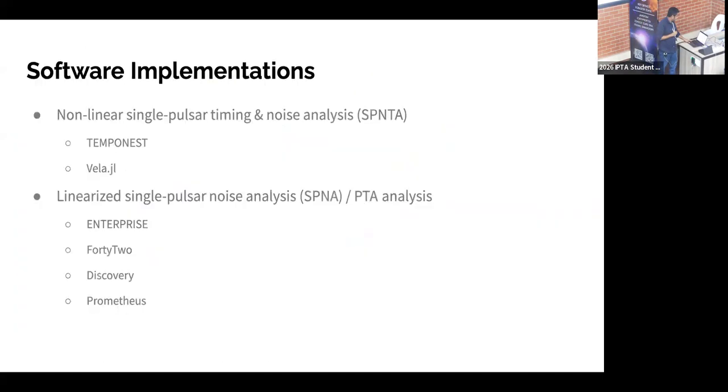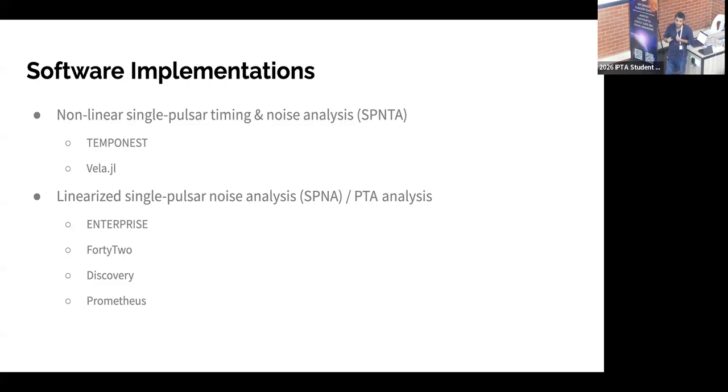Okay, I will skip this. All of that you can actually do in practice using these software packages. There are two ways of doing this. One is to do the full nonlinear timing model and the noise together. That is sometimes called SPNTA. There are two packages for doing this, called TempoNest and PINT.